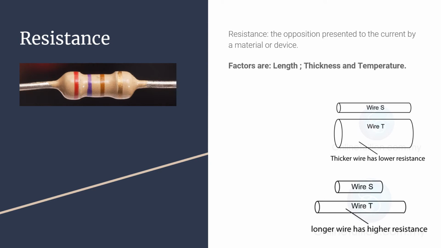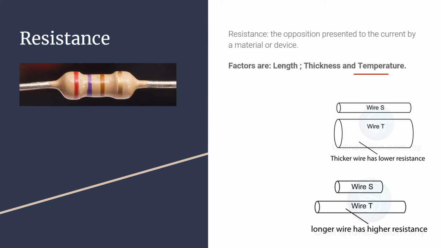Resistance. Okay, what is resistance? Resistance is the opposition presented to the current by a material or device. We have 3 factors of resistance: length, thickness, and temperature. Resistance is in this picture, maybe you have seen it inside electrical devices. Resistance lets the charges go easily or not easily.